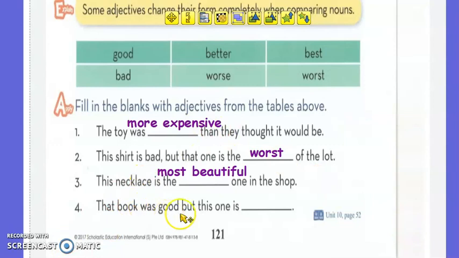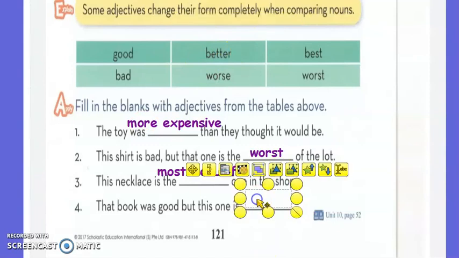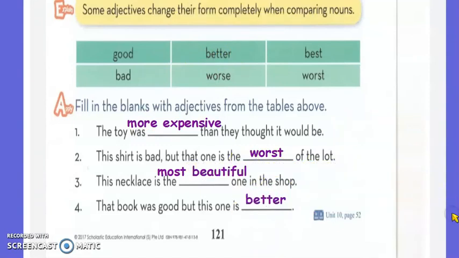That book was good, but this one is blank. Here we have the comparison between two books. And here we have the adjective good. What is the comparative form of the adjective good? Better. Focus on these exceptions of the adjective. Good, better, best, bad, worse, worst.